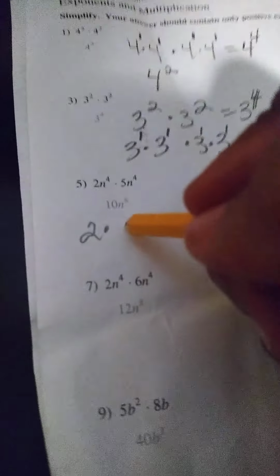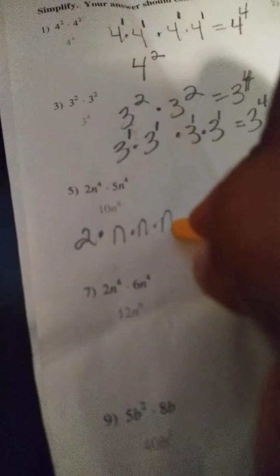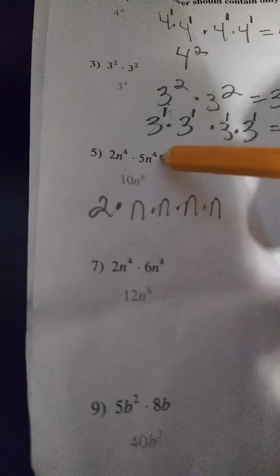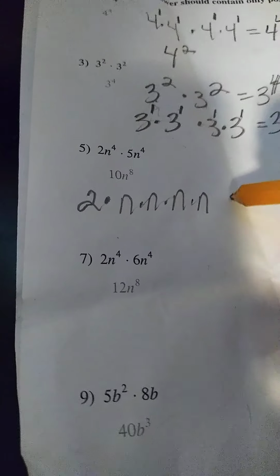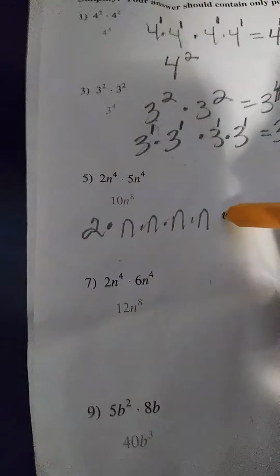This one says 2 times n to the 4th power. That means n times n times n times n. I'm trying to show you the work. And then this says times 5 times n to the 4th power. So this is times 5 times n times n times n times n. So it should look something like that. That's the work.